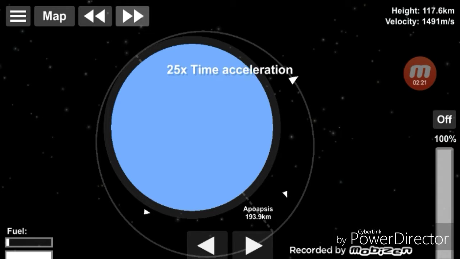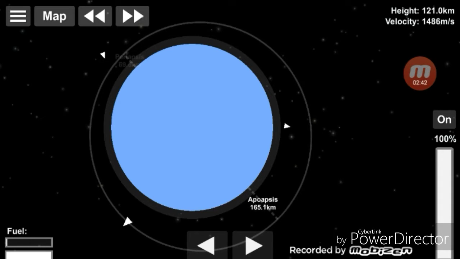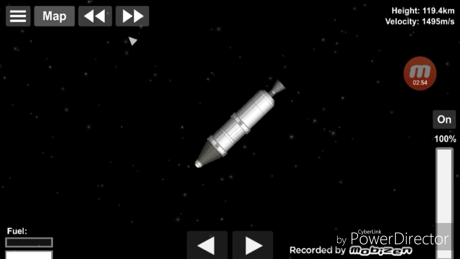Now, if we were to do the same thing, if we were to burn radial out on the other side, or 90 degrees past apoapsis to the retrograde, you can see here that it decreases the orbit and it slides the orbit to the right, or left in my case. You get what I mean? It shifts the orbit horizontally to where you're directly pointing. And it looks like I ran out of fuel.